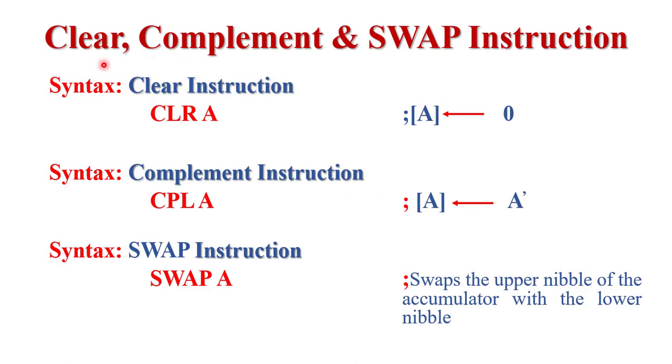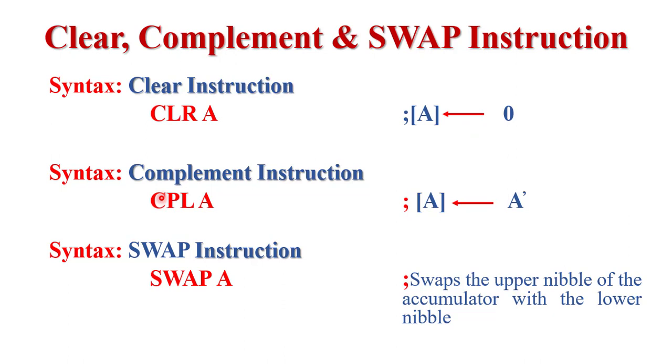Now some other operations, just like clear, complement and swap instructions. First is clear instruction. The syntax of clear instruction is CLR A. This instruction tells that clear the content of accumulator register. When this instruction gets executed, accumulator content is cleared. It means the accumulator value is 0.